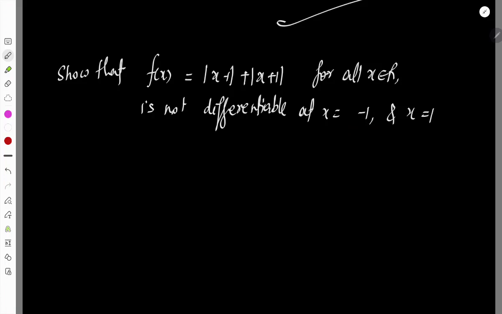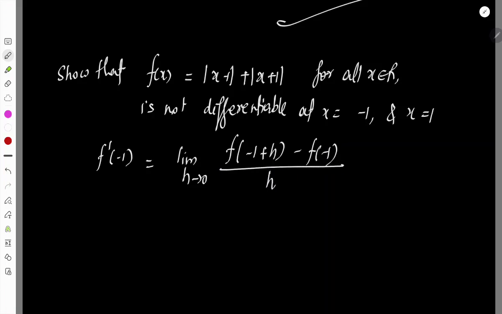I was telling you, to show it is not differentiable, you can go with the limit formula of differentiability, correct or not? So at x equal to minus 1 I am showing, now f dash minus 1 I need to find. It is equal to limit h tending towards 0 f of a plus h, a is what? Minus 1 plus h minus f of a, means minus 1, divided by h.